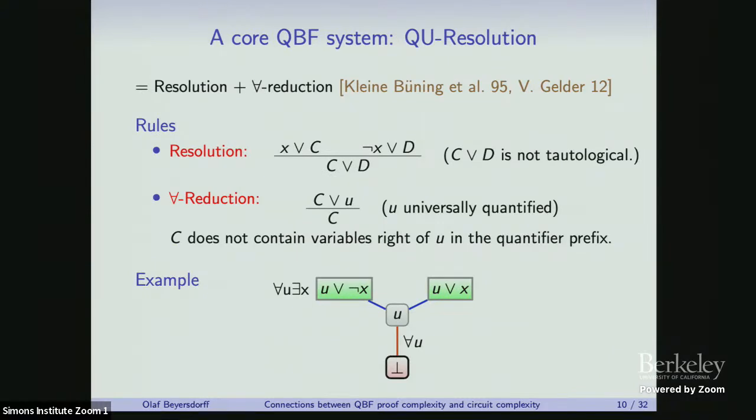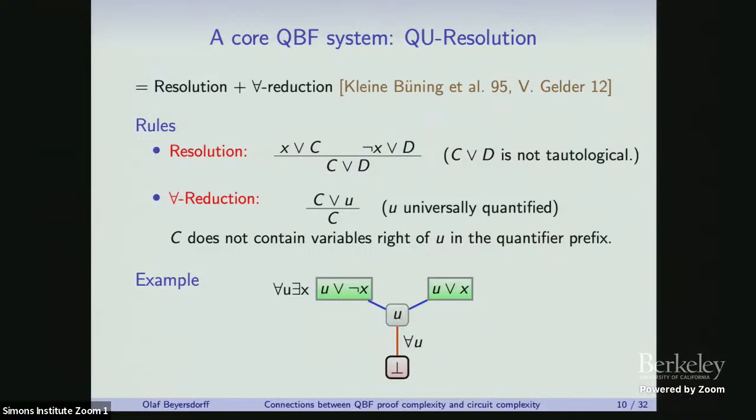And now, of course, we need some proof systems. One of the core proof systems is QBF resolution. It's quite similar to what we know from the propositional domain. This is actually also one of the oldest systems in the area. It goes back to the 90s. In a nutshell, it's just propositional resolution plus a new rule called universal reduction. So resolution, we all know. We have some side condition here that C or D must not be tautological, but we don't need to worry about that for the moment.